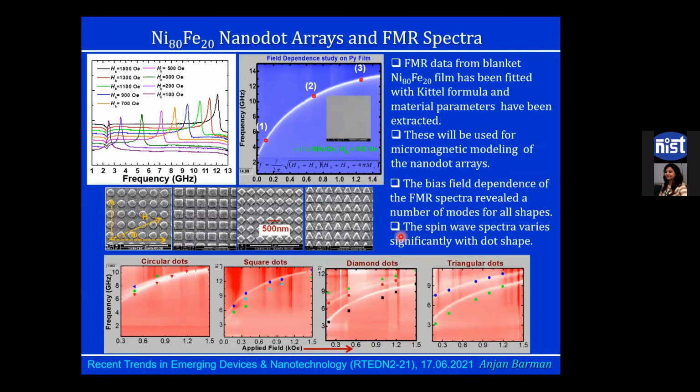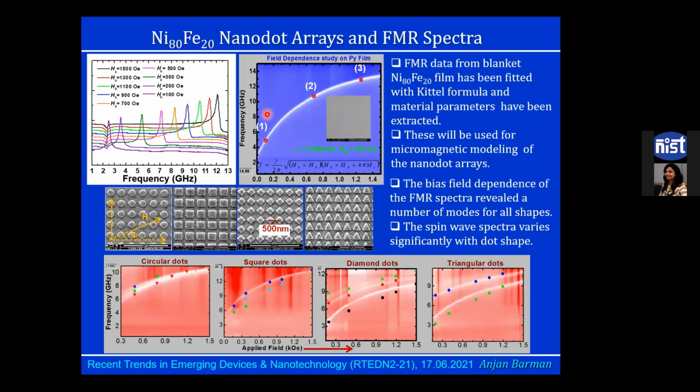So finally, if I have 5 minutes left, I do have many more slides, but I don't have time to show that. I will show how we can use ferromagnetic resonance. So far, we have been measuring by time resolved MOKE. Here we have used ferromagnetic resonance.